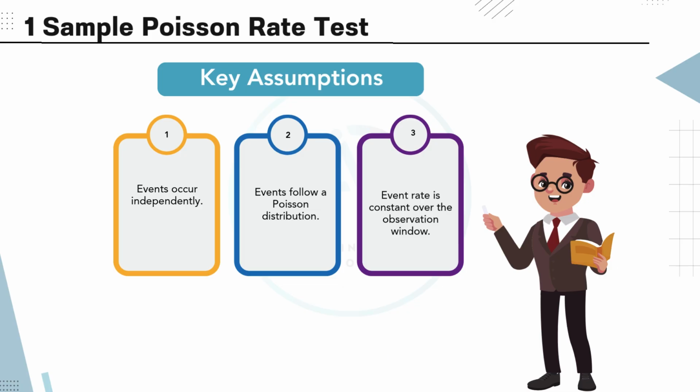Assumption 3. Event rate is constant over the observation window. This implies that the probability of an event occurring is stable across the entire duration or area of observation. So, if you are monitoring calls received per hour, the arrival rate should be relatively consistent throughout the day. Summary. If these assumptions are not met, the validity of your test results can be compromised. It's important to check for these conditions before proceeding with the analysis.